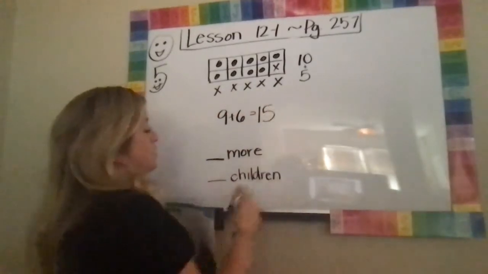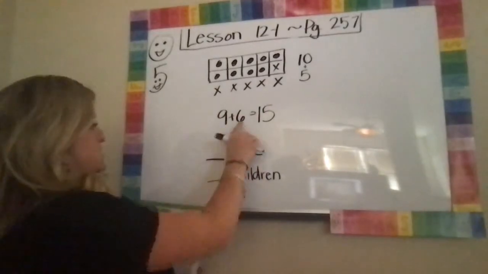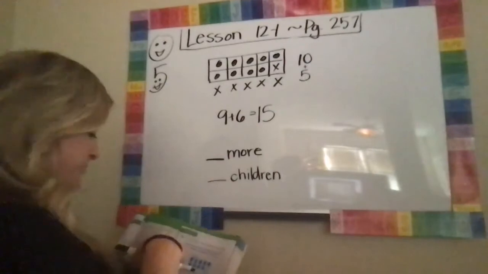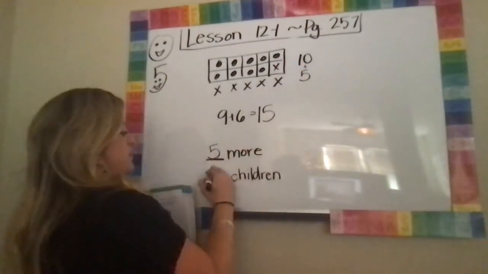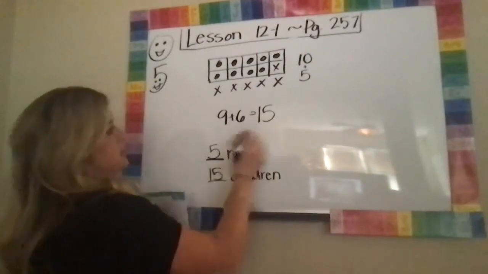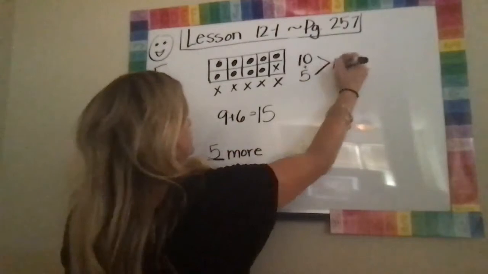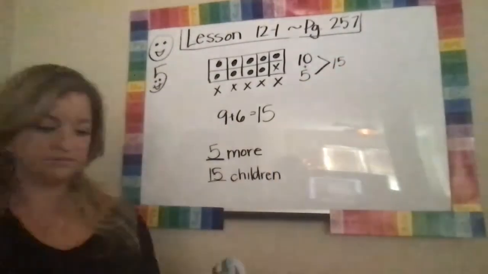So if I read the bottom, it says 9 and 6 is the same as 10 and 5 more. So there are 10 and 5 more. So all in all, there are 15 children on the bus. 10 plus 5, there's your number bond, is 15. 9 plus 6 is 15.